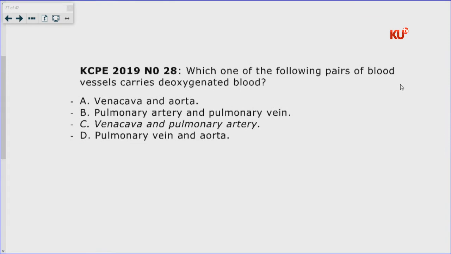2019, the other year. Number 28, which one of the following pairs of blood vessels carry deoxygenated blood? That is the key word, deoxygenated blood. Vena cava carries deoxygenated blood, aorta does not. Pulmonary artery carries oxygenated blood, so that is not, that is right. A pulmonary vein, no. Vena cava carries deoxygenated blood, correct. Pulmonary artery carries deoxygenated blood also. So the right answer was C in that question.